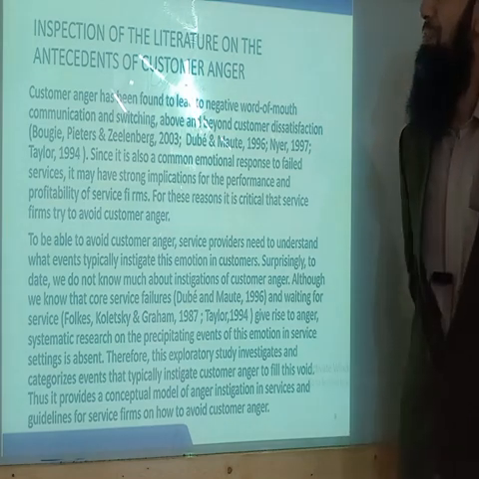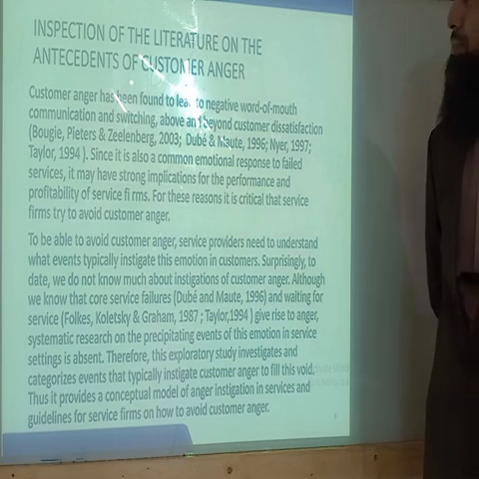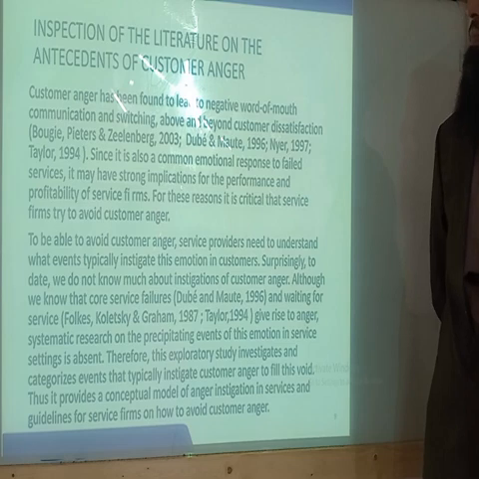Customer anger has been found to lead to negative word of mouth communication and switching above and beyond customer dissatisfaction.